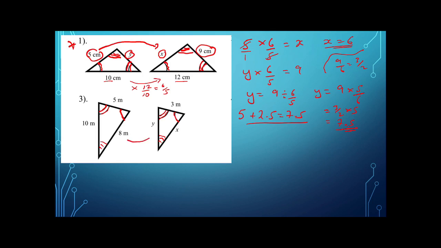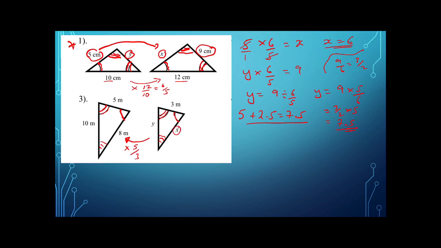I want to find what that multiplying factor is. So again, I'm going to go from the smallest to the biggest triangle, and we just look at the size of the biggest side that we know, which corresponds to the smallest side, and so the multiplying factor for the sides is 5 over 3.